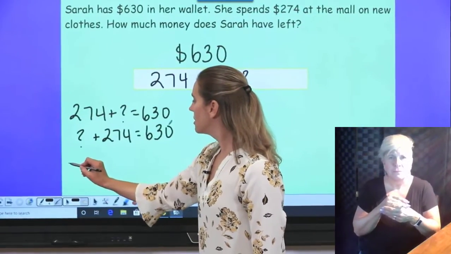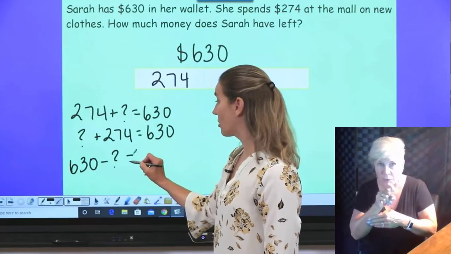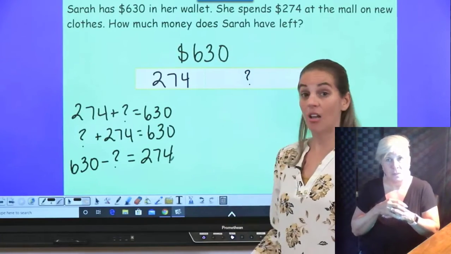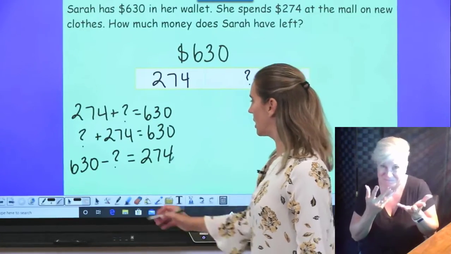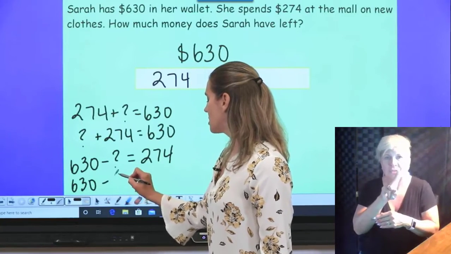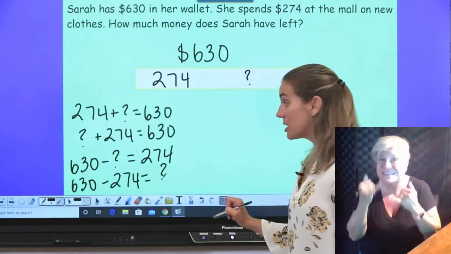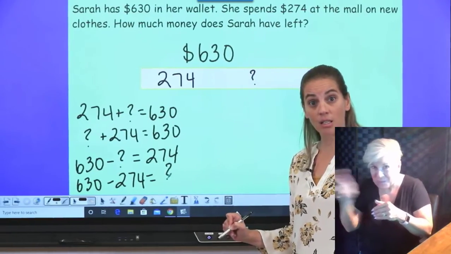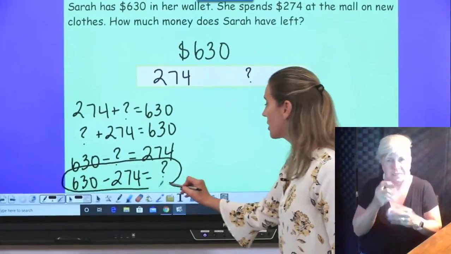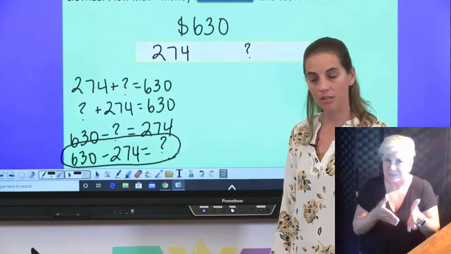Okay. Well, 630 minus my question mark, my unknown, is going to give me the $274 that she spent. That's close. Okay. Well, 630 minus 274. Now my unknown is all by itself over on the right. That's perfect. This is the equation I need to solve to find how much money Sarah has left.